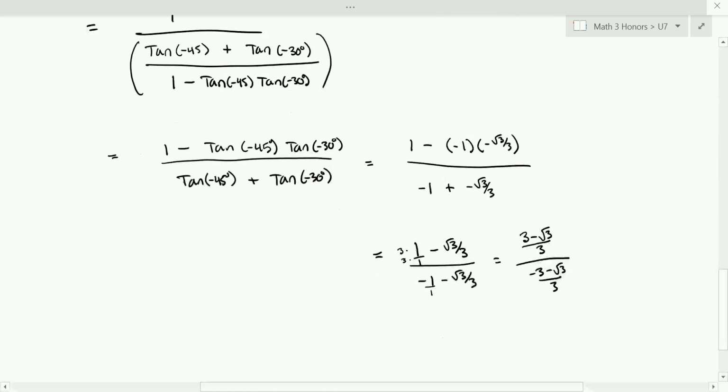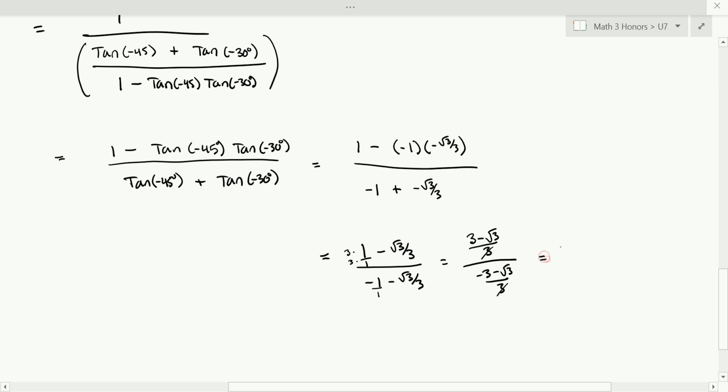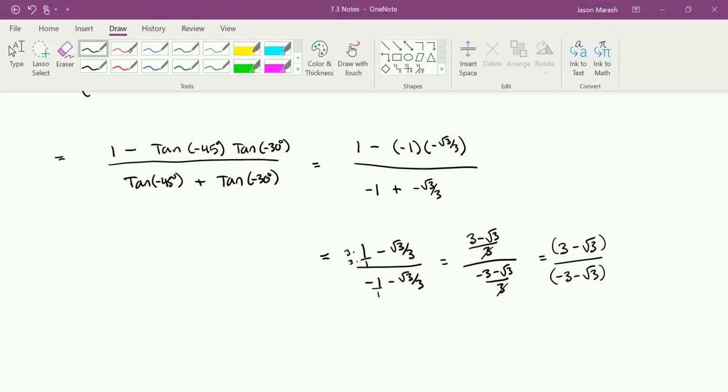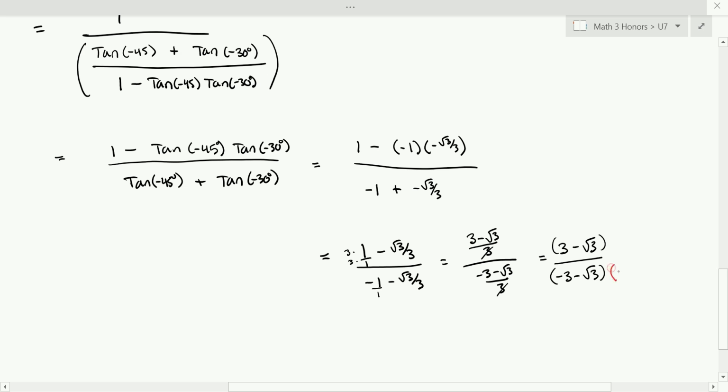Okay. At this point, I'm going to reduce the fraction. I'm going to multiply top and bottom by 3 to get rid of the 3. And now I have 3 minus root 3 over negative 3 minus root 3. Okay. And so I can't have a radical in the denominator. So this is where the conjugate helps. So I'm going to multiply top and bottom by the conjugate of the denominator. And the conjugate would be what? Negative 3 plus root 3.